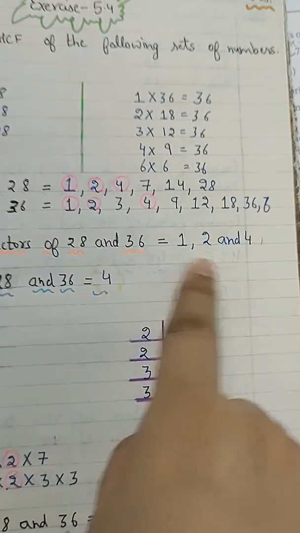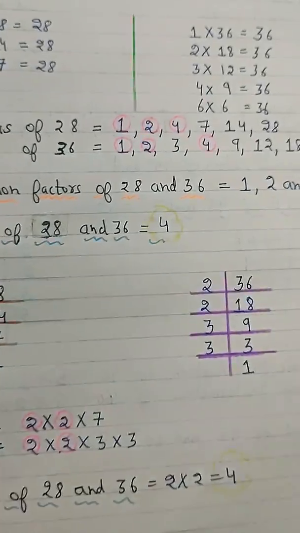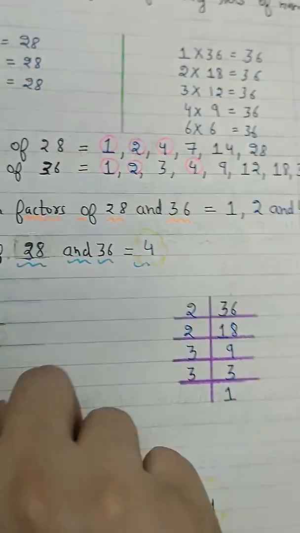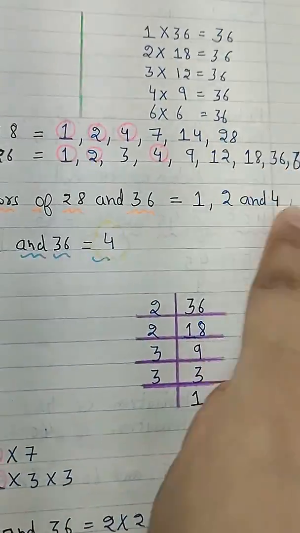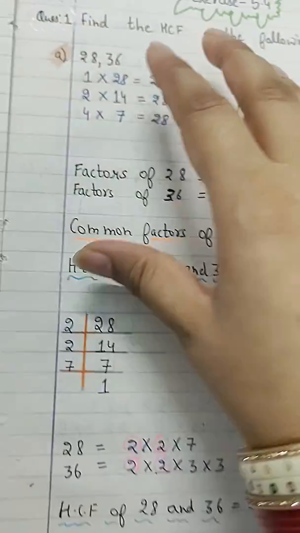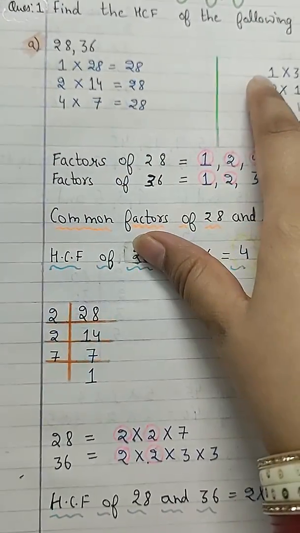So we have written here the common factors. Now the HCF of 28 and 36. Which one is the highest common factor here? The highest common factor here is 4. So you are going to write 4 here. So this is one method to find the highest common factor.